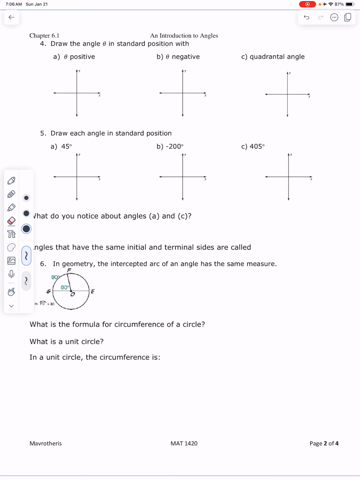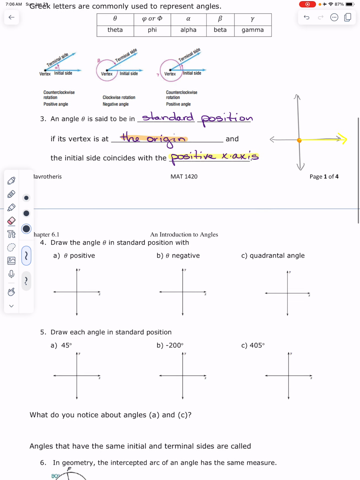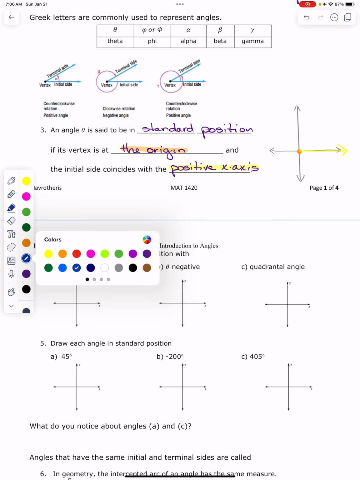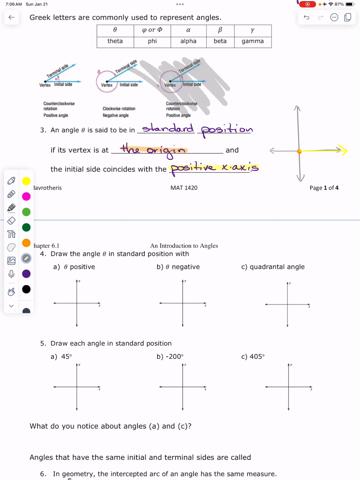Welcome back to the Chapter 6.1 Notes and Introduction to Angles. This is page 2. If you watched through the first page, you noticed that I skipped a chunk of this. So this piece right in here where we are talking about angle measures, because we are going to talk about this on this next page.